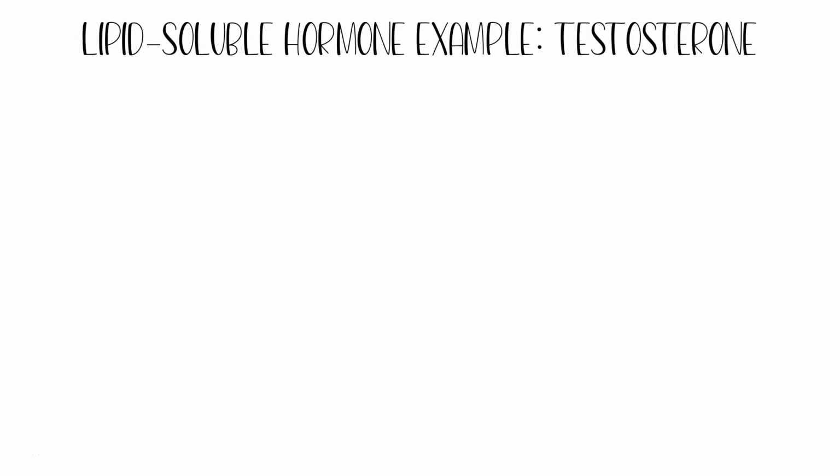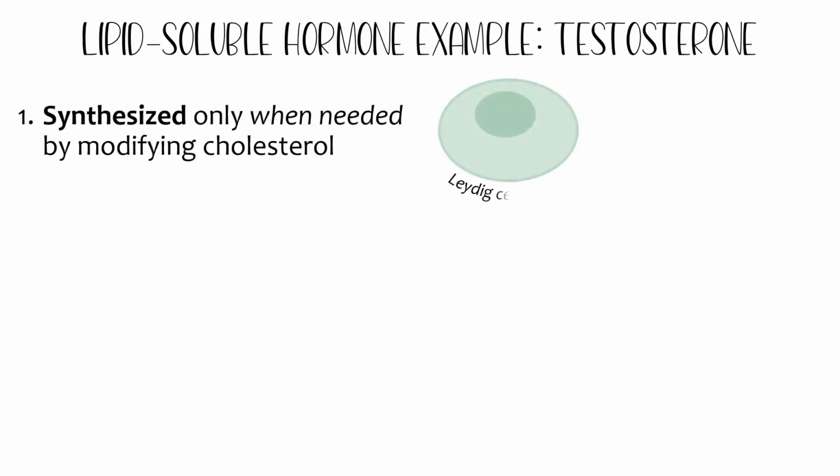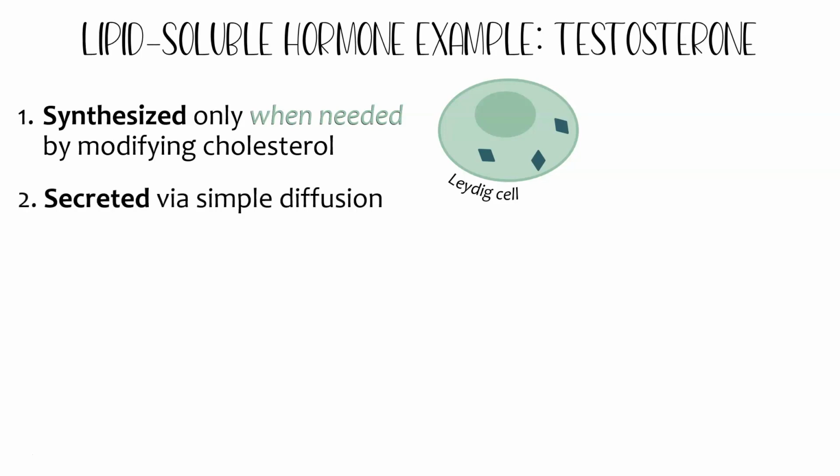Testosterone is a steroid hormone. It is synthesized in the testes by Leydig cells. Steroid hormones are made by using a series of enzymes to convert cholesterol into the desired steroid hormone. Lipid-soluble hormones like testosterone are made only when needed. As soon as steroid hormones are made, they simply diffuse out of the cell.